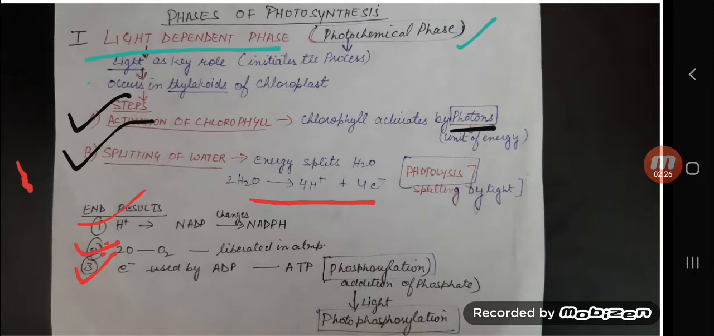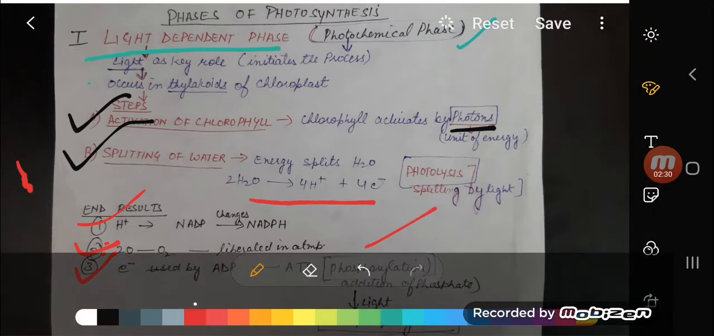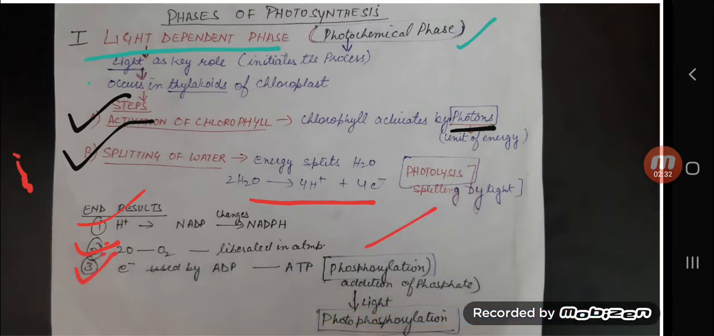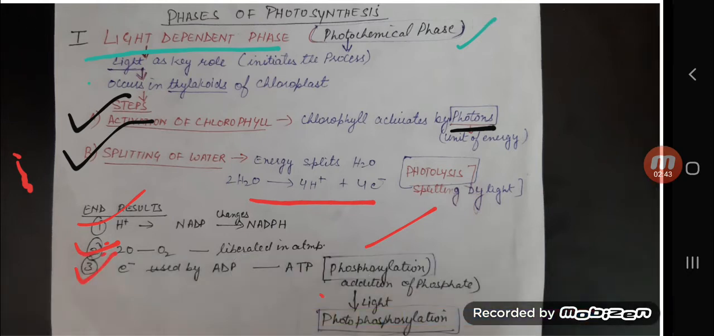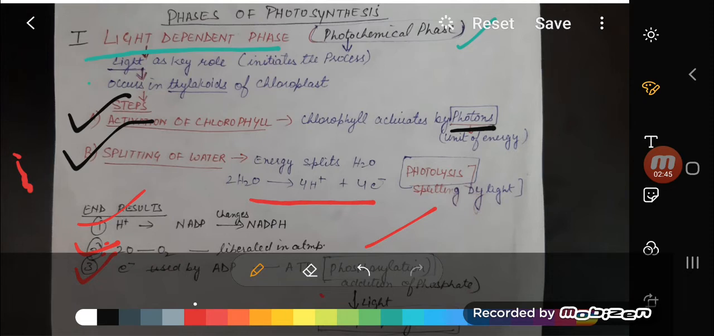So this process is called phosphorylation, that is addition of phosphate. Now this process takes place in presence of light, so we call it photophosphorylation. Is it clear, everyone? So these are the main steps which occur in the light dependent phase.